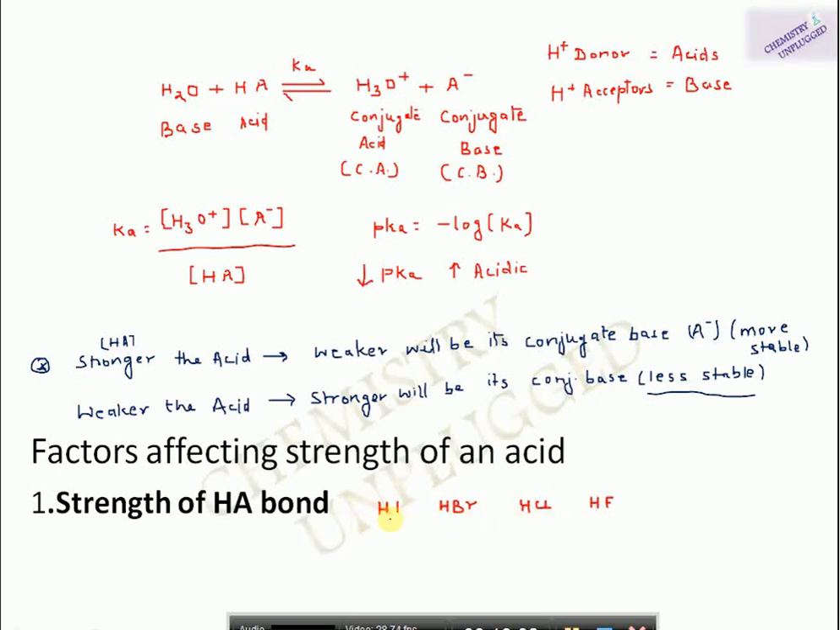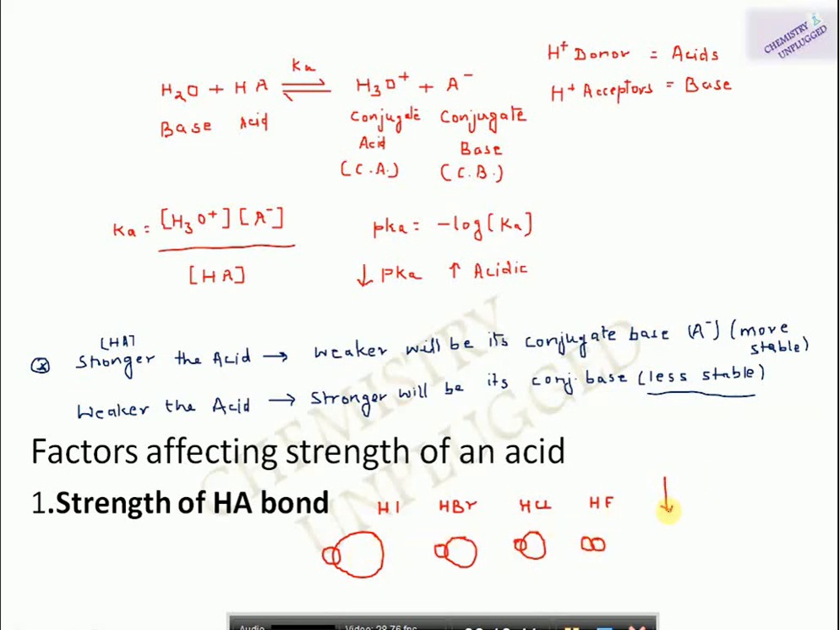So in this case, the bond length between H and I is the highest, because hydrogen has a small orbital and iodine is a large atom with a bigger atomic orbital. So the bond length between H and I is large. When the bond length is large, the strength will be low.